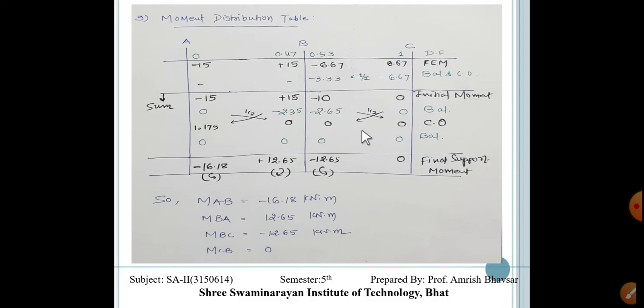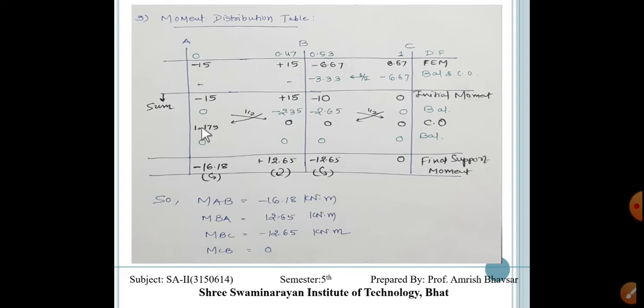Now after balancing the moment, we take the distribution to the other joint, which is called carryover. We know that carryover must be half, and whenever it is a simple support, carryover must be 0.